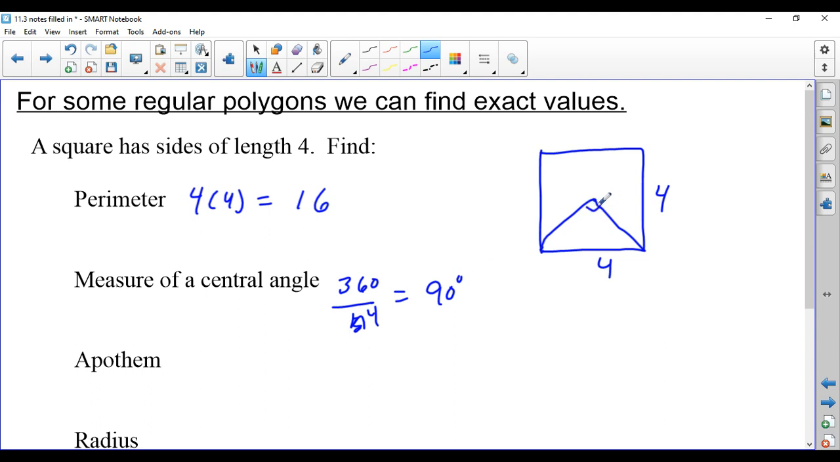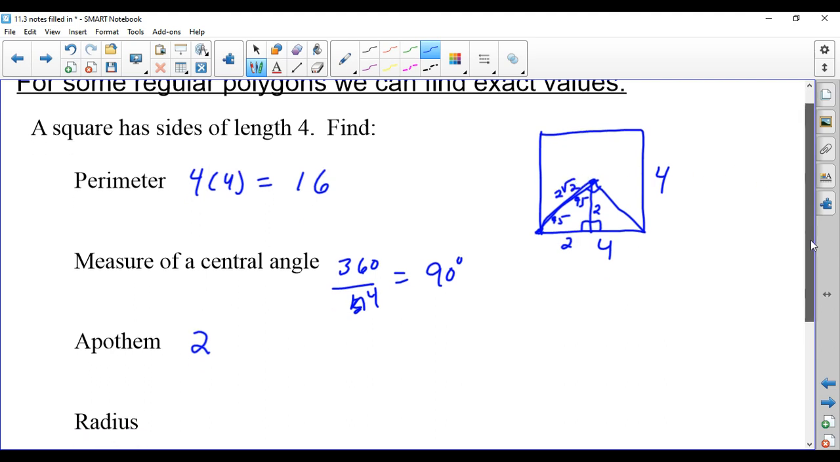This is a right triangle here. The apothem goes from the center of the square perpendicular to the side. Now, that was a 90-degree angle that I just bisected, so what I have here are two small 45, 45, 90 triangles where these lengths are all 2. The radius of the square goes from the center to the vertex. It's the hypotenuse of this 45, 45, 90 triangle. If the leg is 2, the hypotenuse is 2 times the square root of 2. That's the radius.